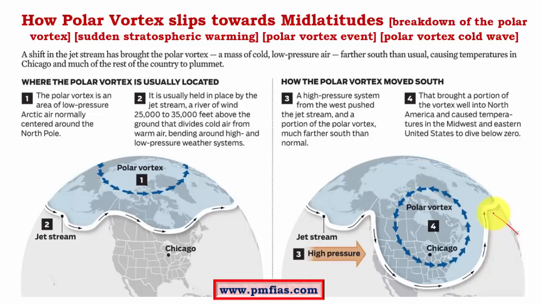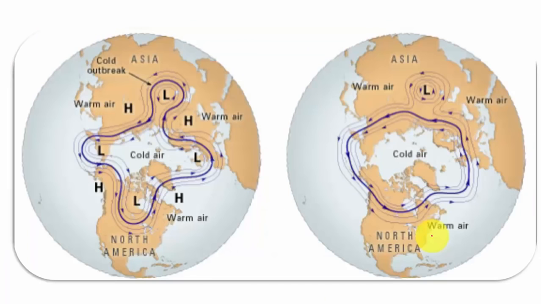So under the influence of these high pressure cells as well as the low pressure cell which is created here, the polar vortex slips into the mid latitude regions, especially when the jet stream is very weak, and it brings extreme cold weather to the mid latitude region. So we can see here, when the jet stream is strong, the polar vortex will be placed at the poles, whereas when it's weak it might slip into the neighboring regions.